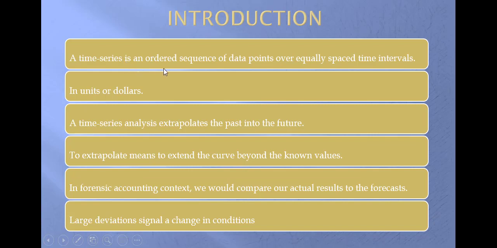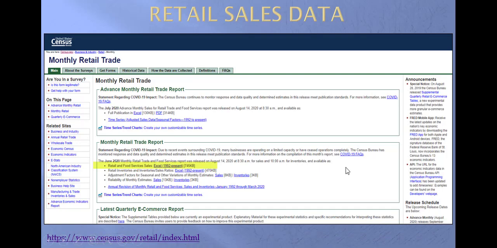A time series is an ordered sequence of data points over equally spaced time intervals. We have these graphs all the time in publications like The Economist. The analysis extrapolates the past into the future. In a forensic accounting context, I would compare the two, and large deviations signal a change in conditions. What I want to do now is to quantify that change.